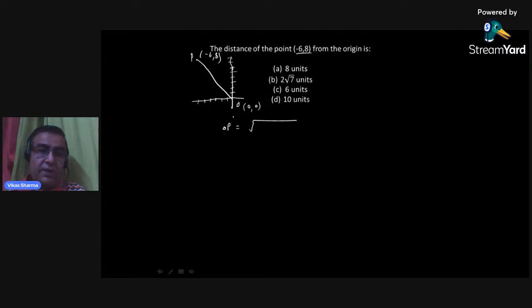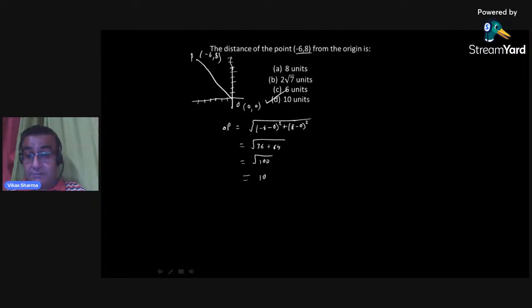The square root of minus 6 minus 0 whole square plus 8 minus 0 whole square. So that is equal to the square root of minus 6 whole square, which is 36, plus 8 square, which is 64. So that gives me the square root of 100. Distance cannot be negative, so it will only be equal to 10. So D is the correct answer.